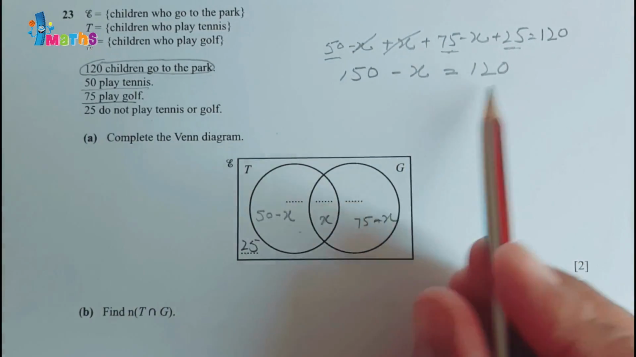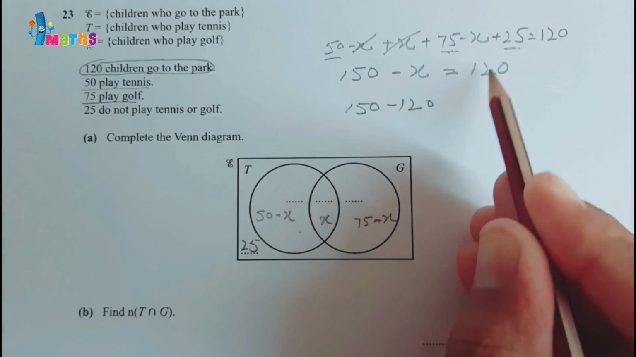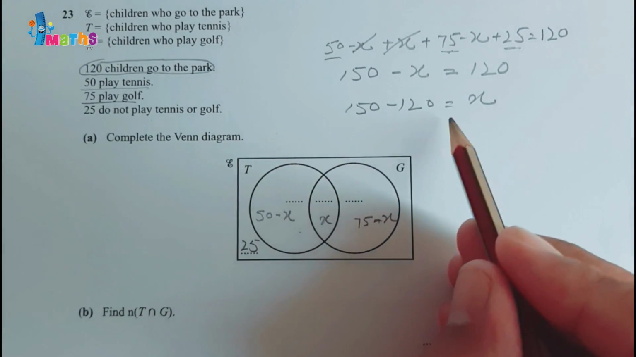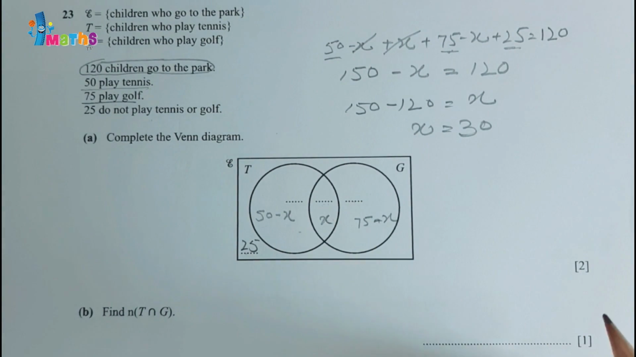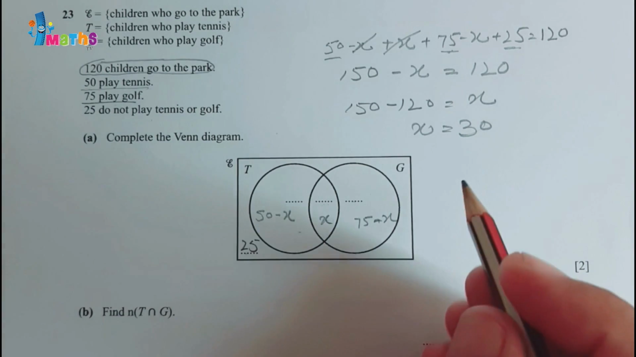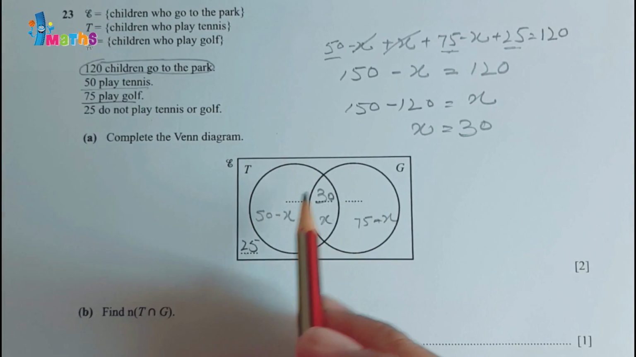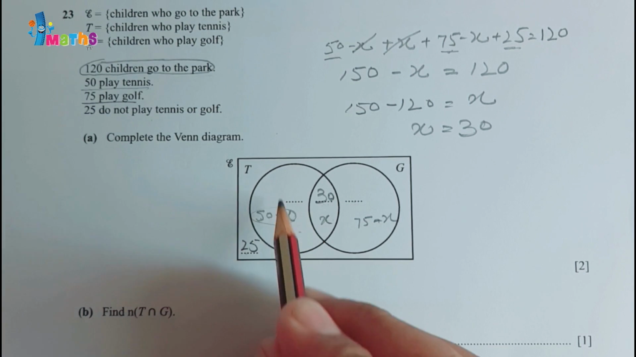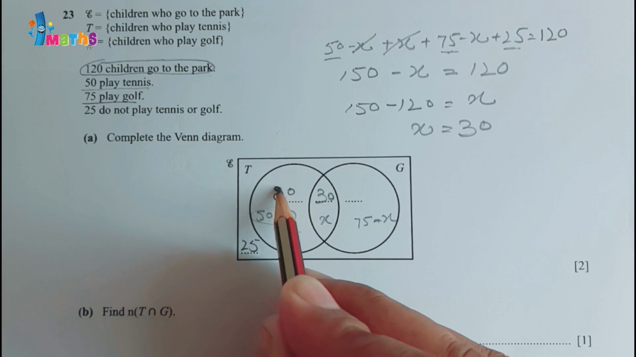So now we can shift x to the other side. So 150 minus 120, I'm shifting 120 to this side also, is equal to x. So it means x is equal to 30. So the answer is x is 30. It means this number is 30. This number is 50 minus x, which is 50 minus 30, which is 20. So this number will be 20.